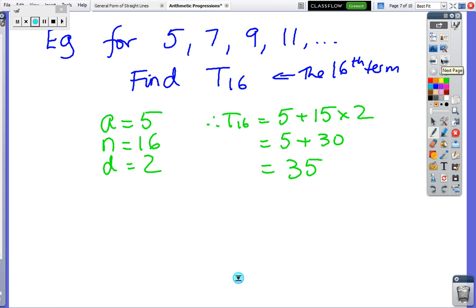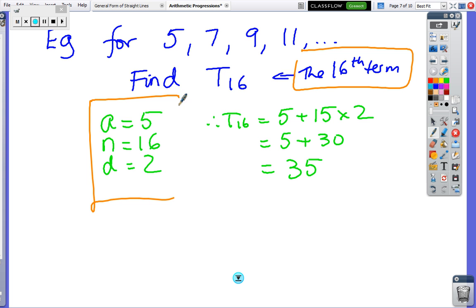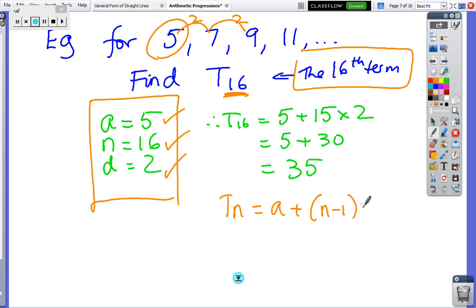Okay, so for 5, 7, 9, 11, find T16, i.e. find the 16th term. So do a little legend. A is 5, that's the first number. The number we're trying to find, N, is 16, and the difference between the numbers is 2. So to find, write it again, Tn equals A plus N minus 1 times D. So we've got A, N minus 1, 16 minus 1 is 15, and we have 15 differences. So we have 5 plus 30, so the 16th term is 35.